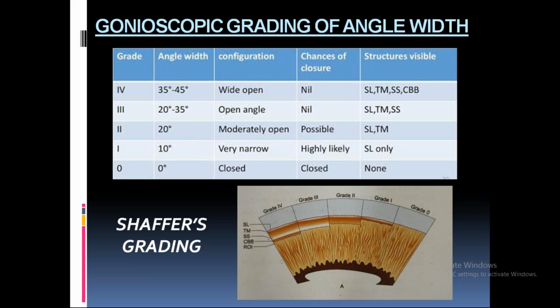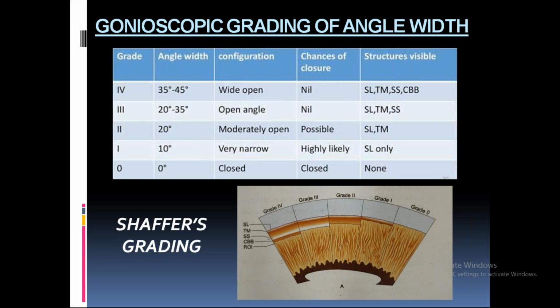Gonioscopic grading of the angle width. Grade 4, 35 to 45 degrees, wide open angle. Chance of closure is nil. Structures visible are Schwalbe's line, trabecular meshwork, scleral spur, and ciliary body band. Grade 3, angle width is 20 to 35 degrees, open angle. Chance of closure is nil, and structures visible are Schwalbe's line, trabecular meshwork, and scleral spur. Ciliary body band is not visible.